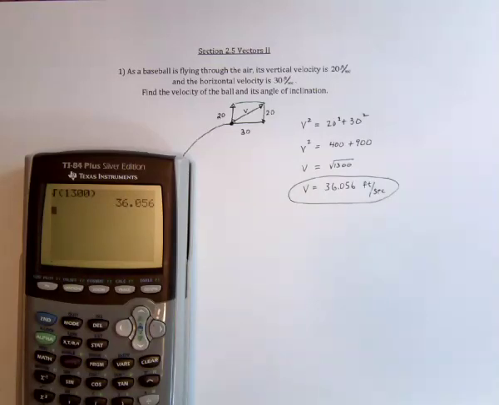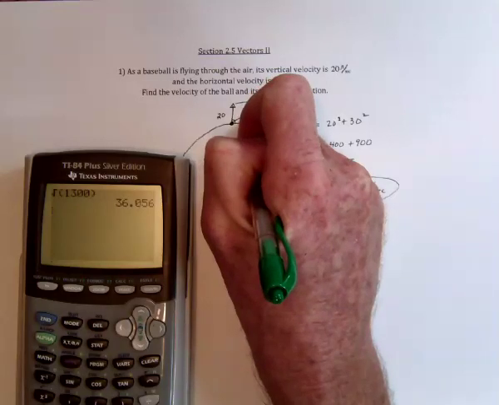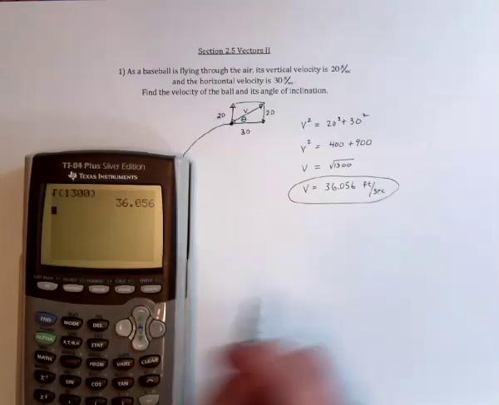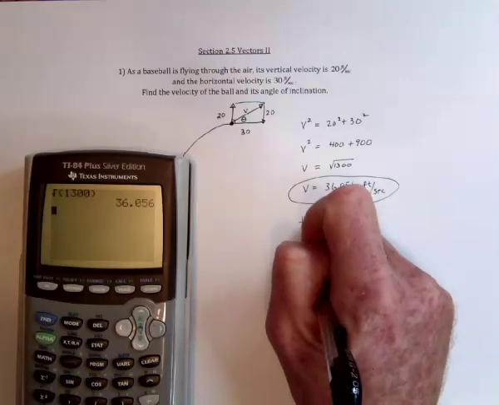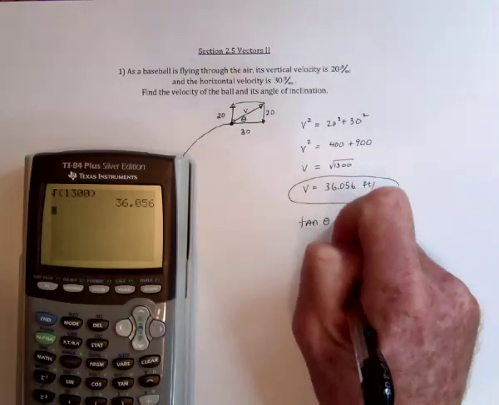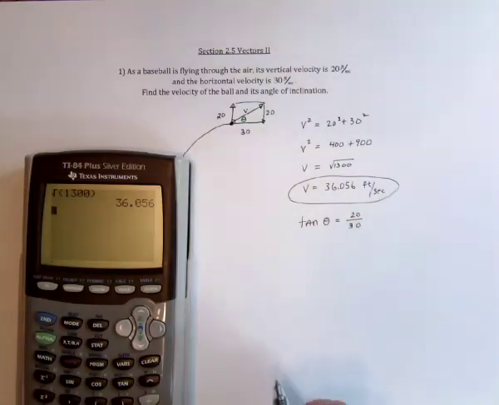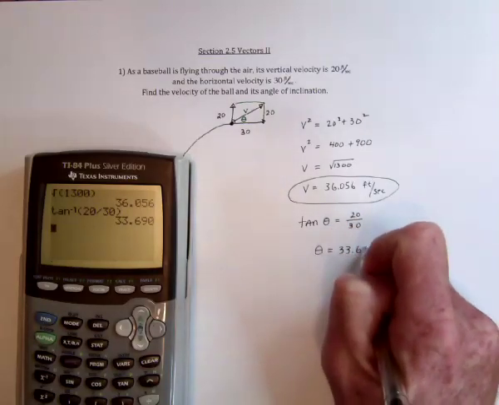And then, to use a little bit of trigonometry, find the angle of inclination. So find this angle in here, and we could just use tangent is opposite over adjacent. So tangent of theta is opposite over adjacent. And then take tangent inverse of opposite over adjacent. And the angle of inclination would be 33.69 degrees.